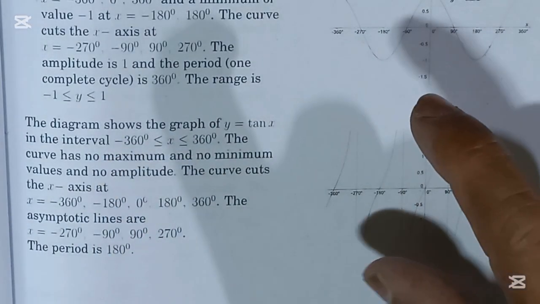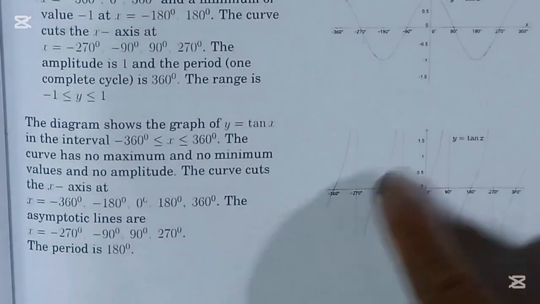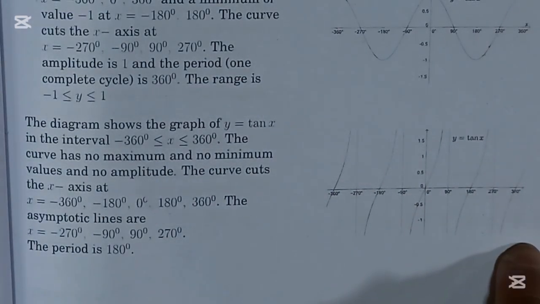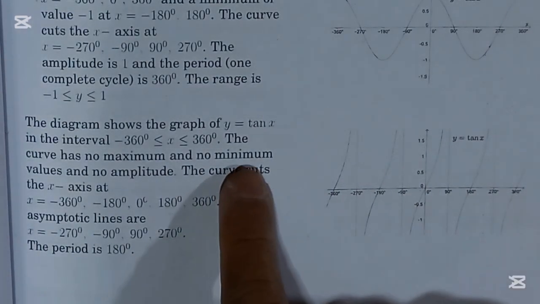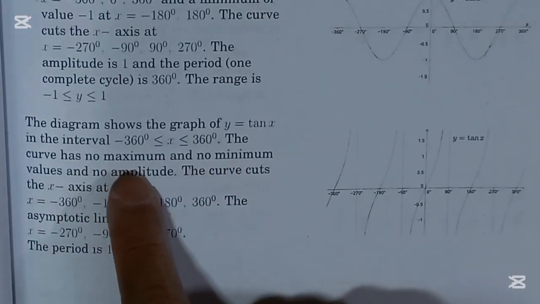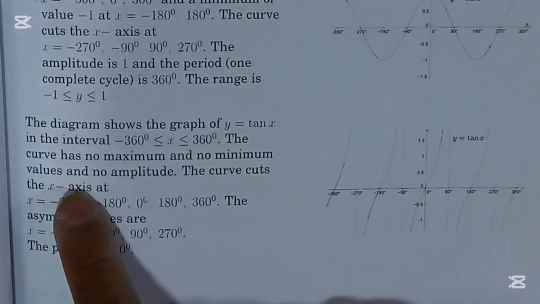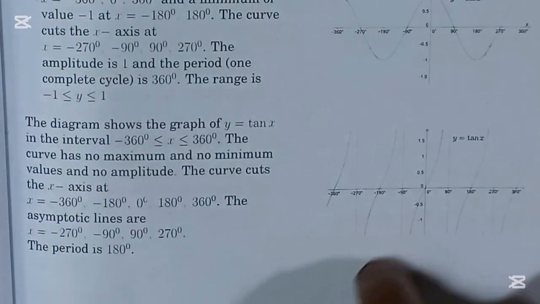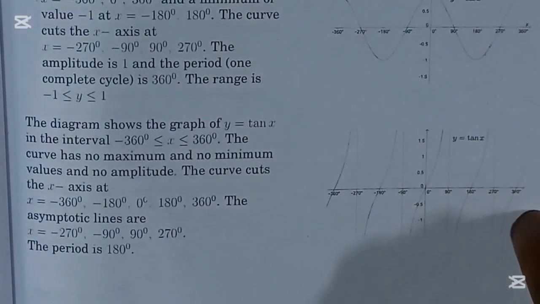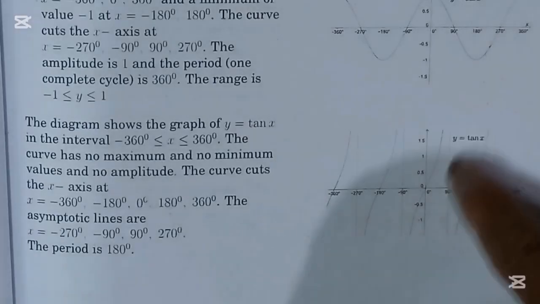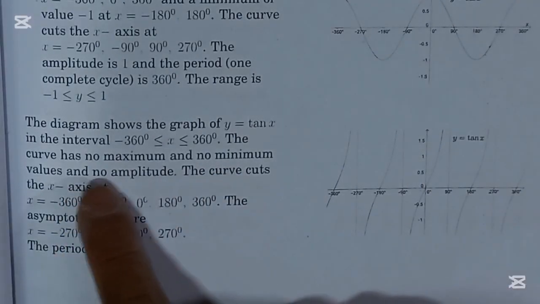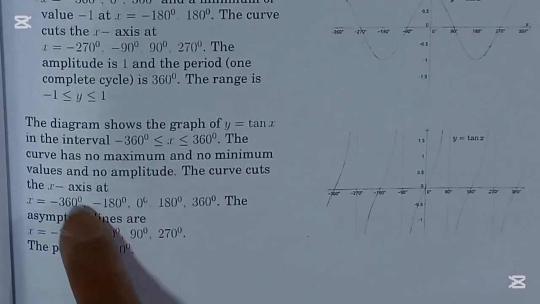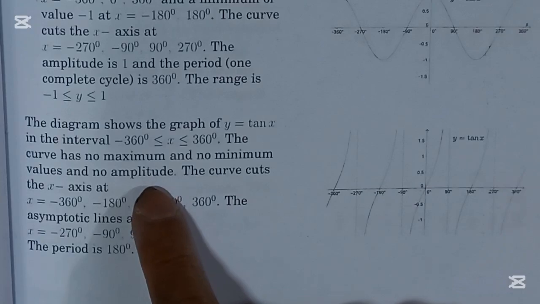First we will make the table and then we will draw the graph. So here is the graph that is drawn. Look now, the curve has no maximum and no minimum values because the curves are disjoint. Because these are not joined, these are disjointed curves. So that's why the curve has no maximum, no minimum values and no amplitude.